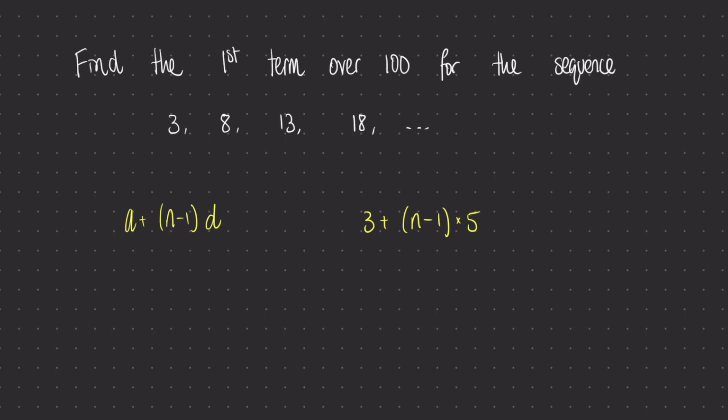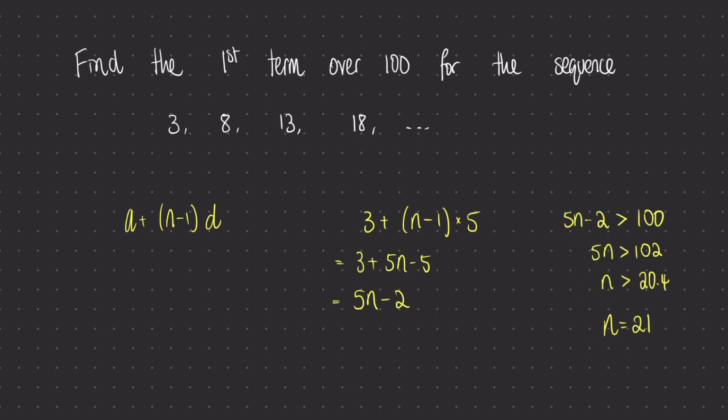I can simplify this now to find 5n minus 2 as a simpler way of writing this nth term formula. And I'm asked to find the first term over 100, so 5n minus 2 must be greater than 100. And if we've solved linear inequalities before, then we should be able to do this and find the first whole number value for n. So we would add 2 to both sides, and then divide both sides by 5. And we know n must be a whole number, so we must take the value of 21.